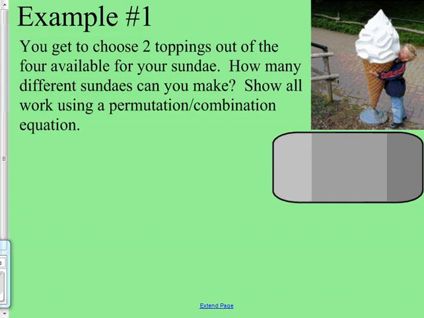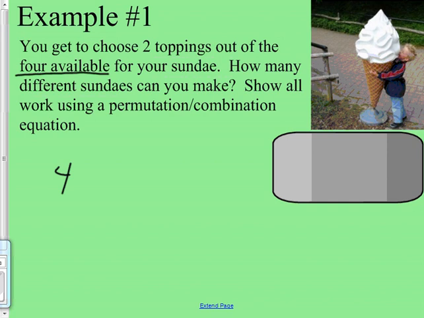Example 1. So you get to pick 2 toppings out of their big list of things, because your dad says, I'm willing to pay for two toppings on your sundae. So you can pick from all the different things. I'll put 2 on there. Okay, so then how many choices were there? There were 4 available, so you go 4.